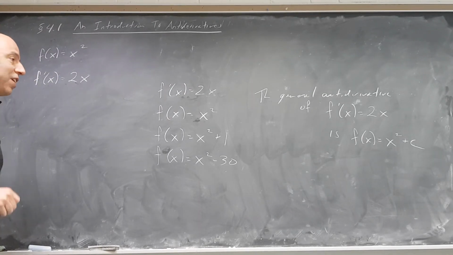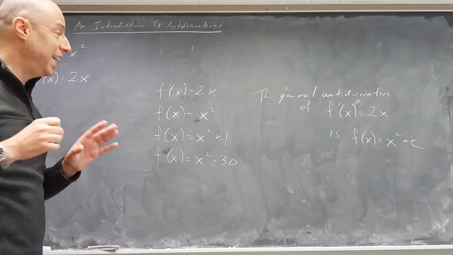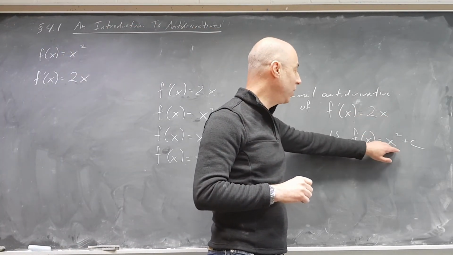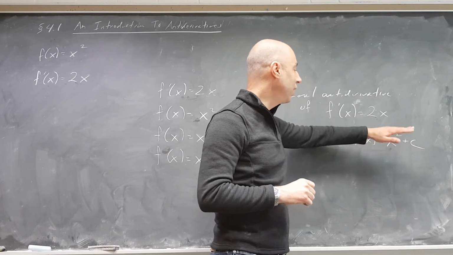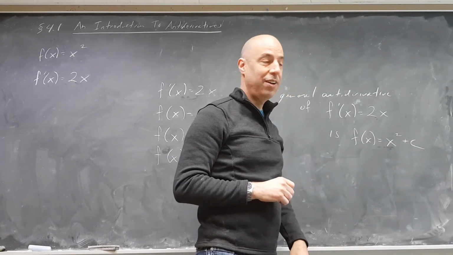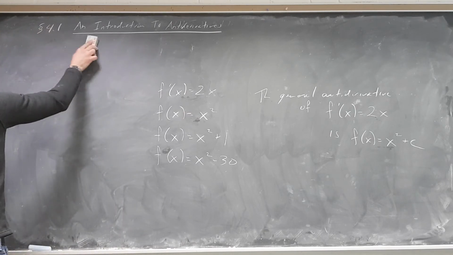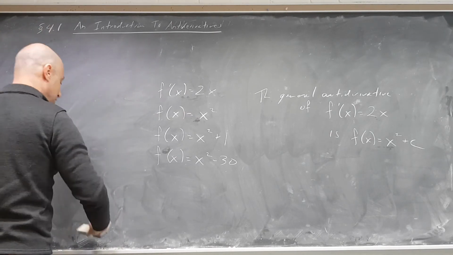Now you have to ask yourself, is that all? It turns out that it is. Every antiderivative of 2x is this. The only way you can get 2x as the derivative is to start with that. We're not going to go ahead and try to prove that right now. I want to give you a notation for antiderivatives.